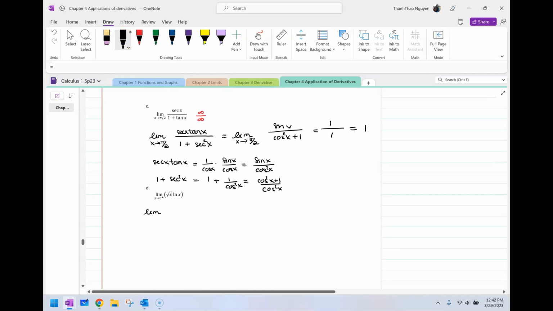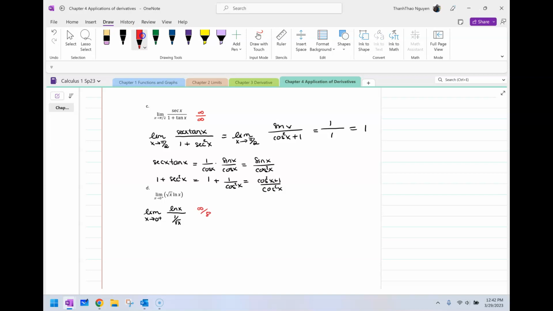So the limit as x approaches 0 from the right, I can rewrite as ln of x divided by 1 over square root of x. Now ln of x as x approaches 0 from the right goes to infinity, right? Now what happens when we have 1 over square root of x as x approaches 0? That's also infinity. So this is the infinity over infinity indeterminate form.